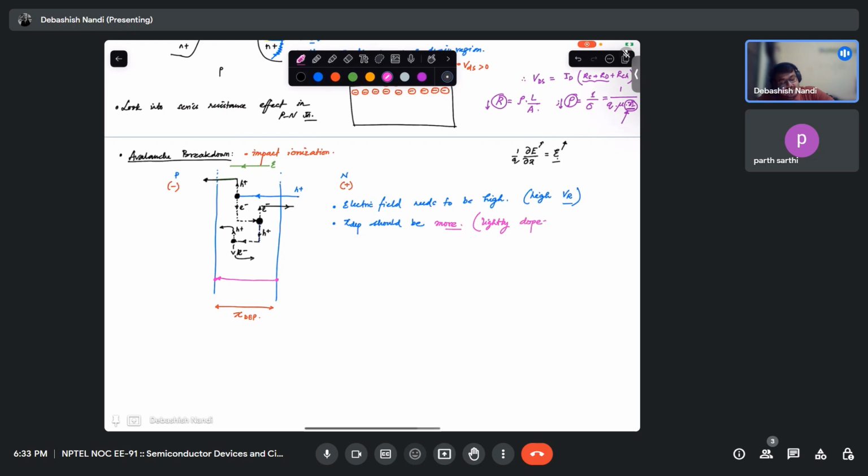So you see the distinction, right? For Zener breakdown, we need a highly doped diode. That will lead to tunneling due to the lowering of depletion width. But in case of avalanche breakdown, we need a higher depletion width, thus we require a lightly doped PN junction. Okay, so remember this thing.